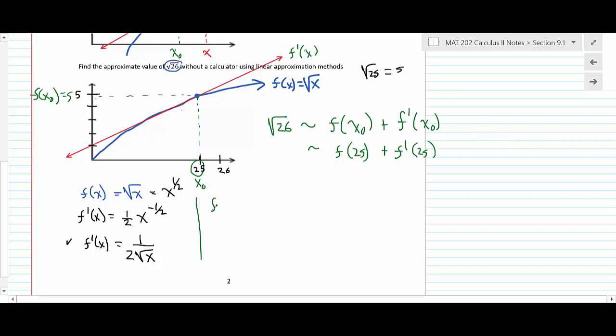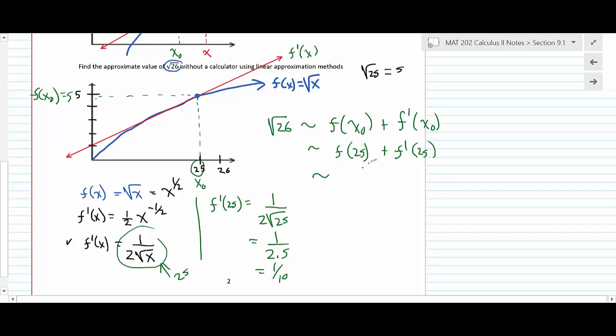I'll do that at the side. f prime of 25 is going to be 1/2 times the square root of 25. So again, I'm just plugging that 25 into the derivative. If we do that, we get 1/2 times 5, or 1/10. Now what that represents is, when we work this out, f of 25, what's f of 25? Well, that's 5.